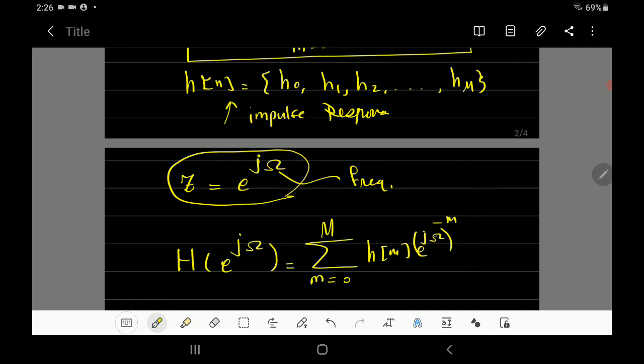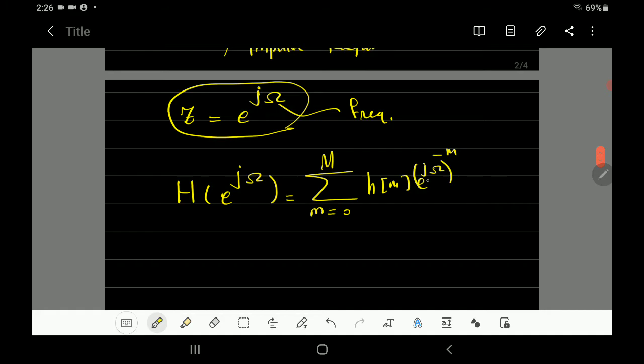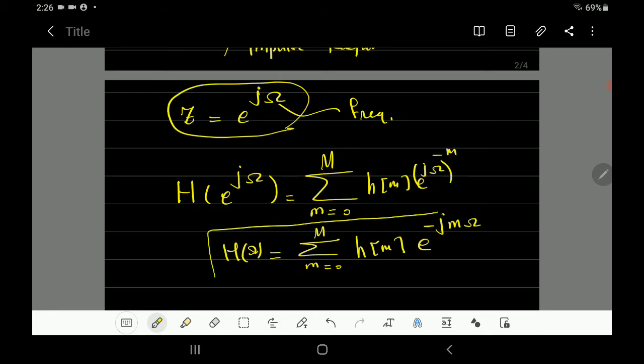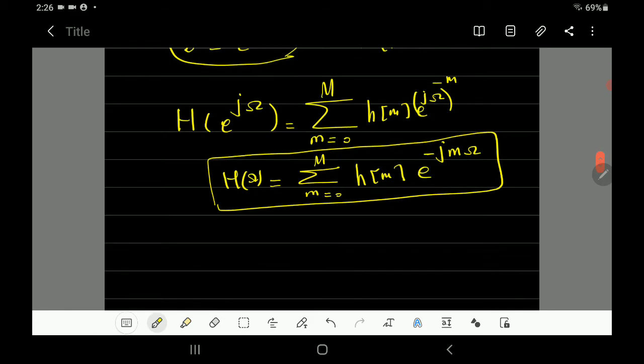So e power j omega, power minus m. And you know, when you take the power of an exponential expression, you multiply this minus m by the whole power. So you can write it equal to the sum from m equals 0 to capital M of hm e to the power minus j m omega. And that will be the frequency response of the FIR filter.